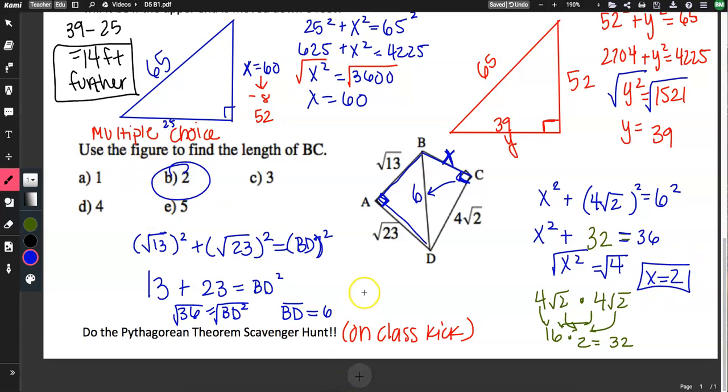Choice B. I'm done. Okay, so again, just be careful with the square roots. Use parentheses if you're on a calculator, or take your time if you're doing it by hand.